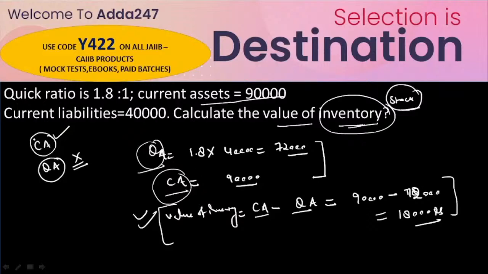Okay, so if we subtract quick asset from the current asset, we can find the value of the inventory here. So the value of the inventory would be 90,000 minus 72,000, and that would be equal to 18,000. Okay, so this is how we can calculate.